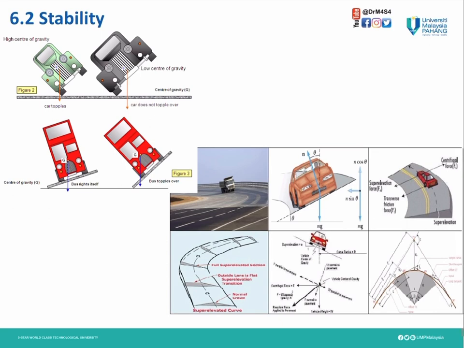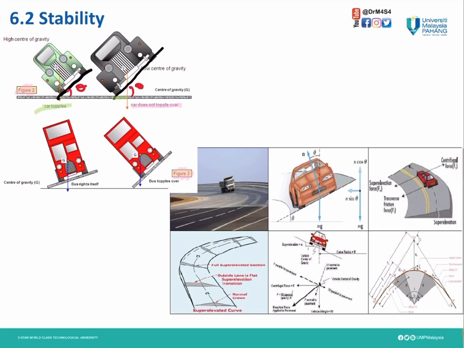Here is some example in our daily life. As you can see in figure 2, for the car moving on the road at a certain angle, for example, say this road is at the same angle theta, the green car is going to topple, but the black car does not topple over. Why does this happen? This is because the base of the black car is bigger than the green car. Therefore, the black car doesn't topple over.